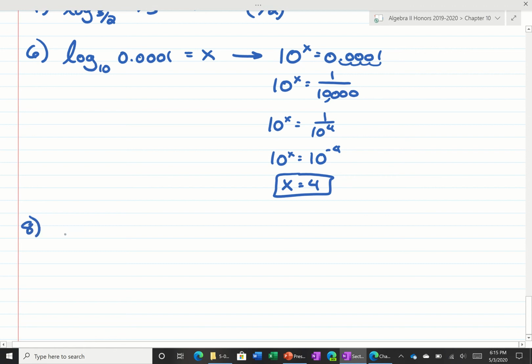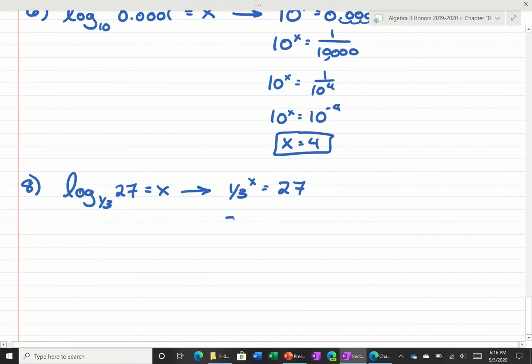Problem number 8, it says log base 1/3 of 27. Make it equal to x. So 1/3 to the x power is equal to 27. 1/3 is the same thing as 3 to the -1st. 27 is 3 to the 3rd. So negative x would be 3, or x is -3.